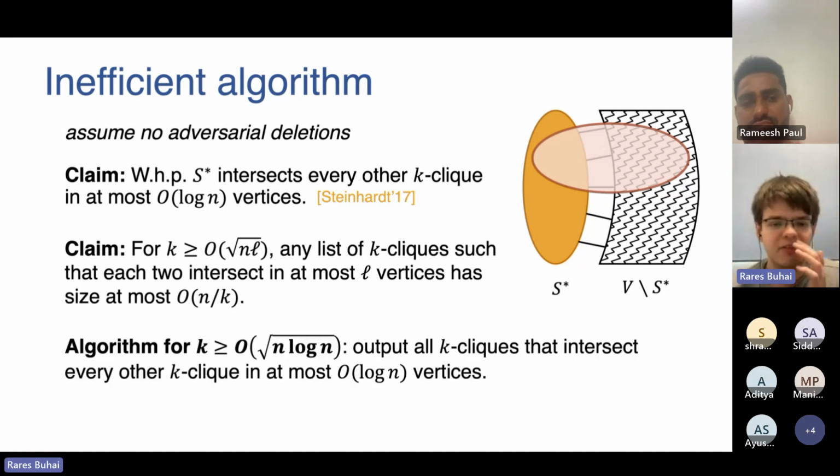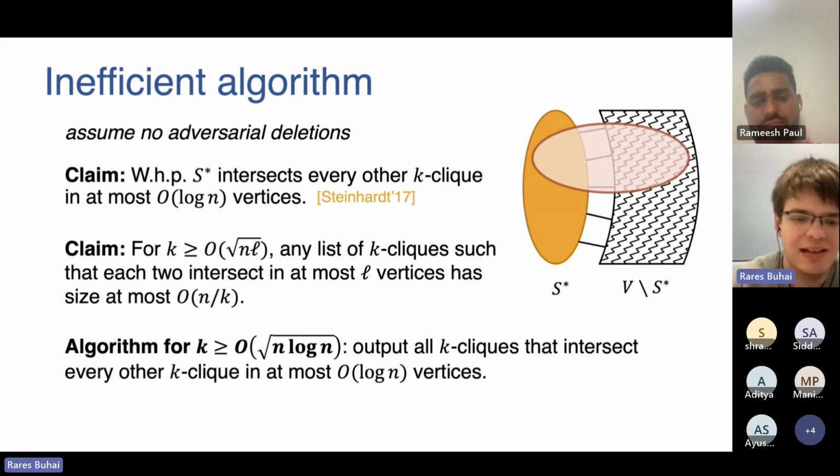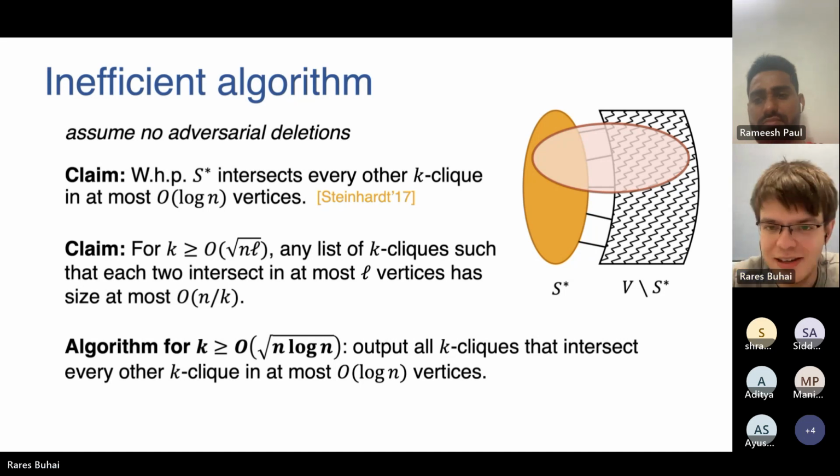And these two claims are enough to give us an inefficient algorithm that works actually when k is at least root n log n, so better than our algorithm. And the algorithm is the following. Output all the k cliques that intersect every other k clique in at most log n vertices. So you can clearly run it in exponential time.